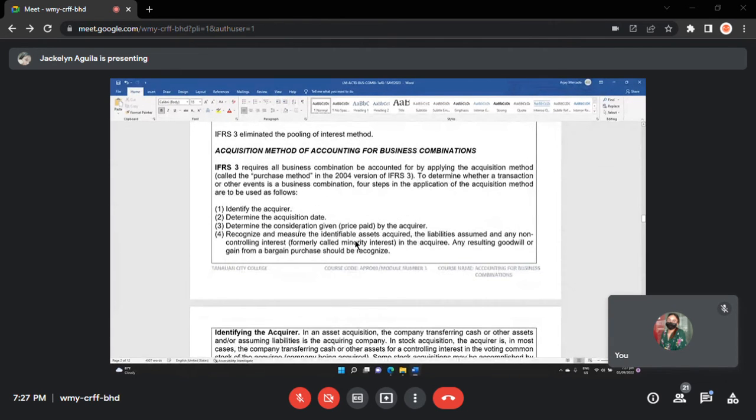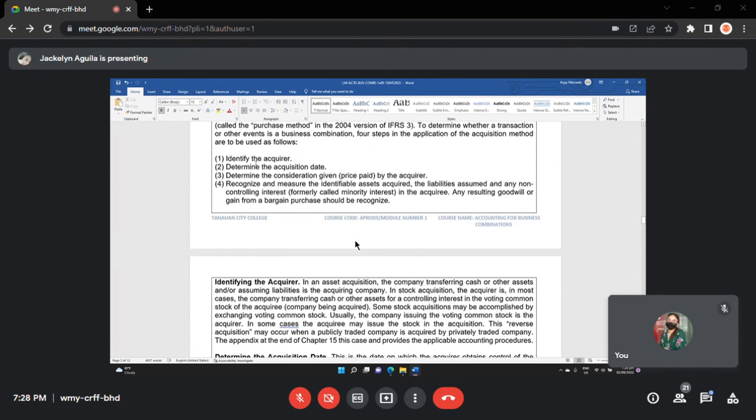Acquisition method of accounting for business combinations. IFRS 3 requires all business combinations to be accounted for by applying the acquisition method, called the purchase method in the 2004 version of IFRS 3, to determine whether a transaction or other event is a business combination. The first steps in the application of the acquisition method are as follows.